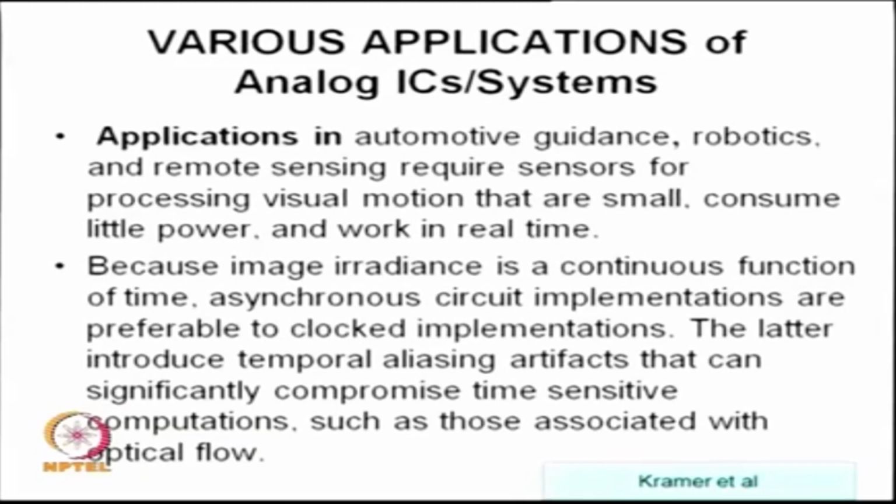Mostly now they are going into automotive guidance, robotics, remote sensing, and all of them require sensors. For example, you need a sensor for visual motion, which is very small, consumes little power, works in real time. Like a car is going and you want to see some collision, or you want to check your tire pressure, or you want to check something, or you are connected to GPS. Now all this will require that the optical energy which you receive, the irradiance, is very, very small, and the processing has to be much more accurate.